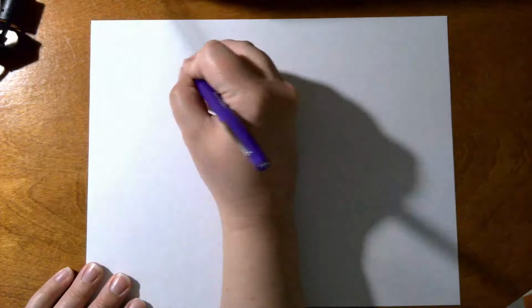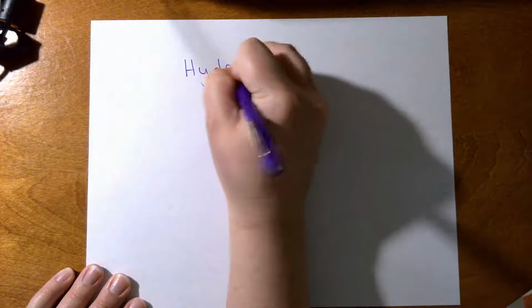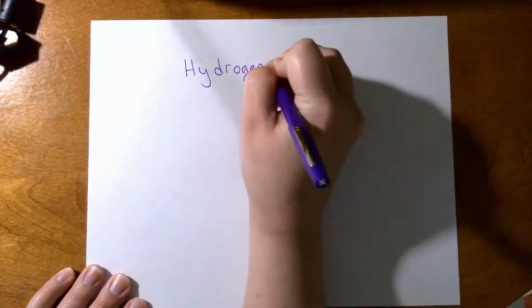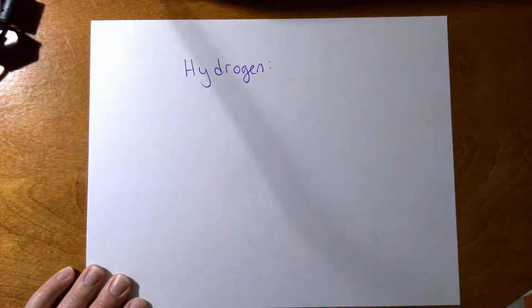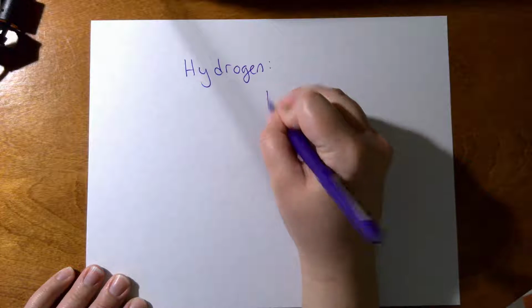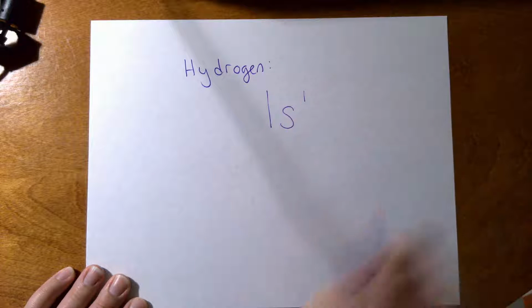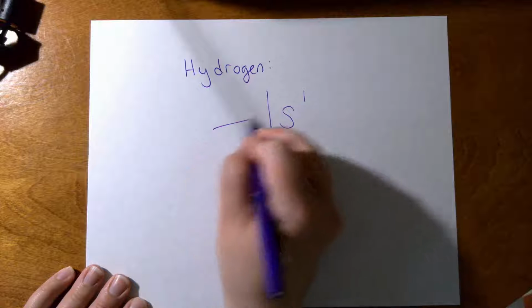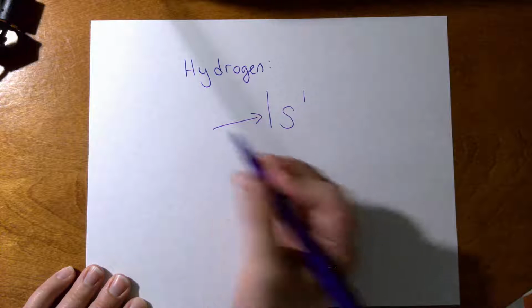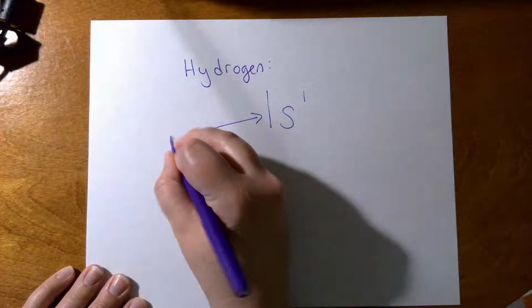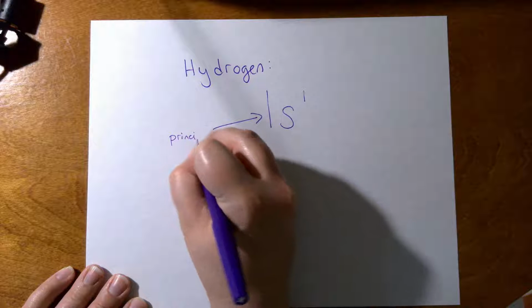Now, when we look at electron configurations, we're going to see two different numbers and a letter. So hydrogen, for example, is the simplest because it has only 1 electron. So its configuration is 1s1. So let's talk about what that means. This 1 here, the coefficient, represents the principal energy level.